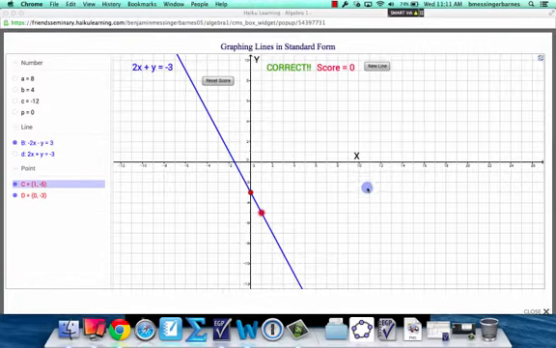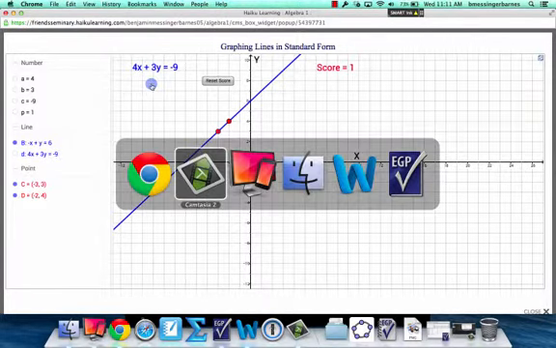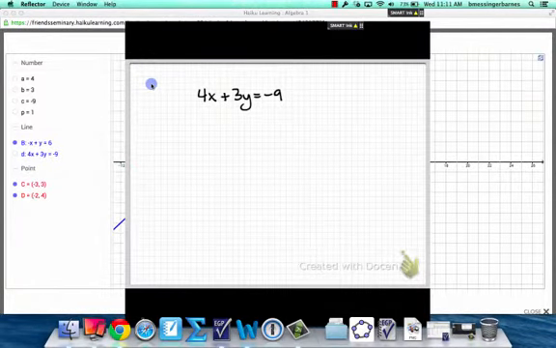All right, so let's click new line. We'll get a new randomly generated line for us to graph. Now, whoa! 4x plus 3y equals negative 9, that's a little tougher to do. I don't think I'm going to be able to graph that without doing a little bit of work on some scrap paper. So let's do some work on some scrap paper.